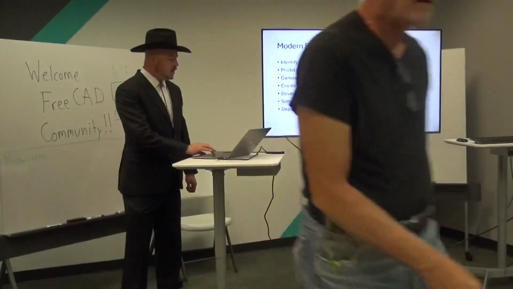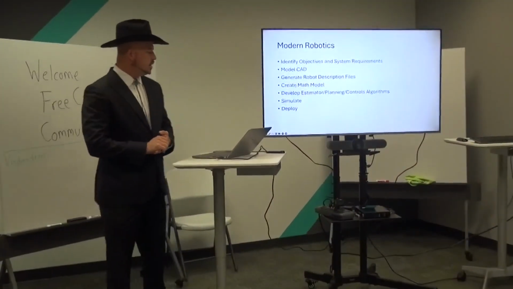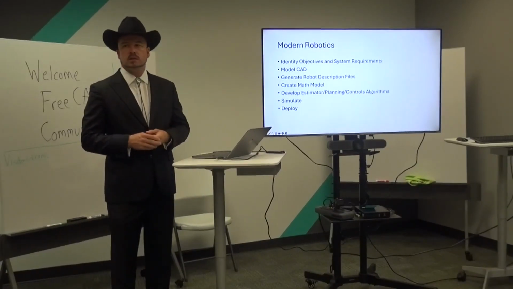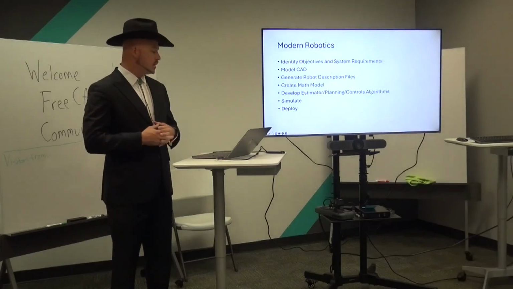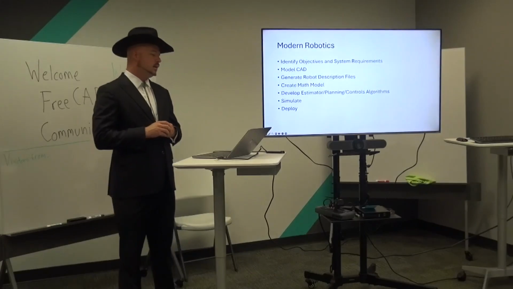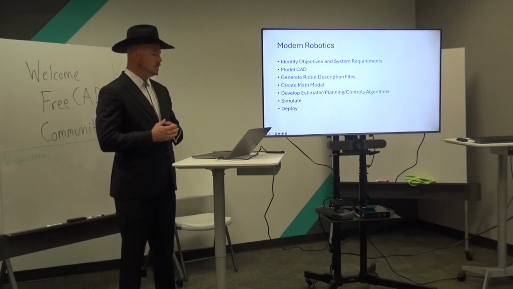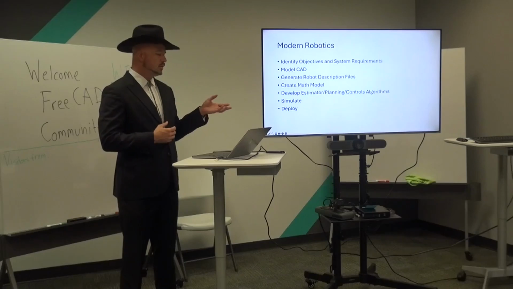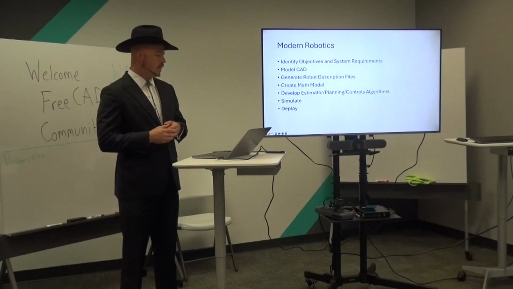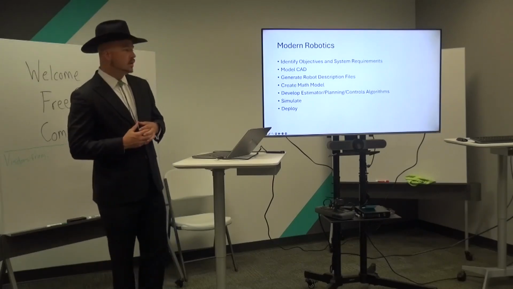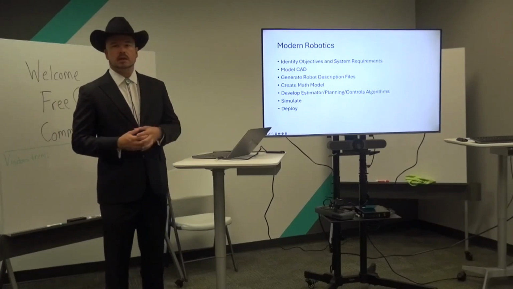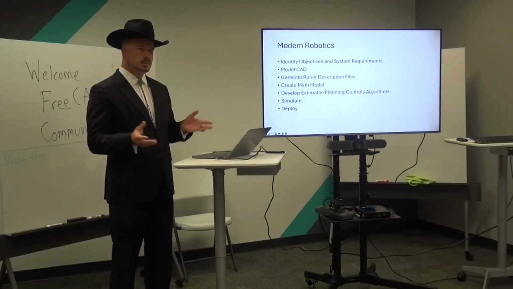In general, we're going to start off by identifying our objectives. What is it we want to do? What are going to be our requirements? How much time do we have to do this in? What's the precision, all sorts of things like that. Then we model our CAD. From there, we will generate robot description files, create a mathematical model, perform analysis on this, develop our estimator, planning, and control algorithms to meet our design requirements. We'll simulate it to validate that we are meeting our design requirements, and then we'll deploy it.